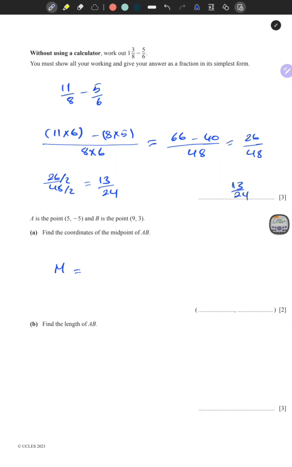Right, here the rule will be, let's say, (x1 plus x2) over 2, and here (y1 plus y2), all of that over 2. Okay, so the midpoint will be x1, which is 5, plus x2, which is 9, over 2, and here I have y1, which is -5, and then I have y2, which is 3, and that will be over 2 as well.